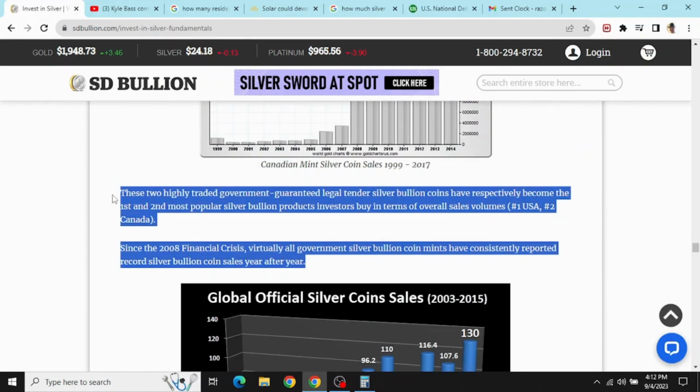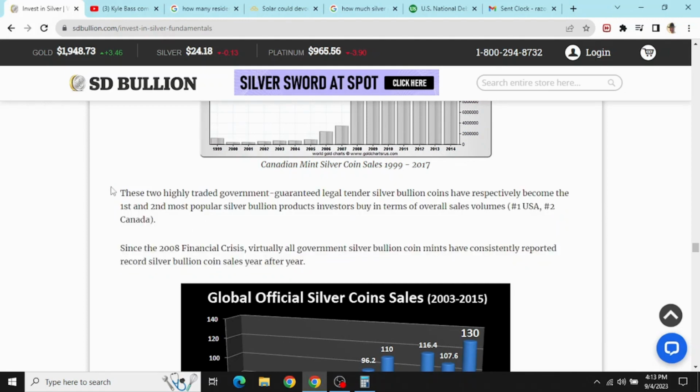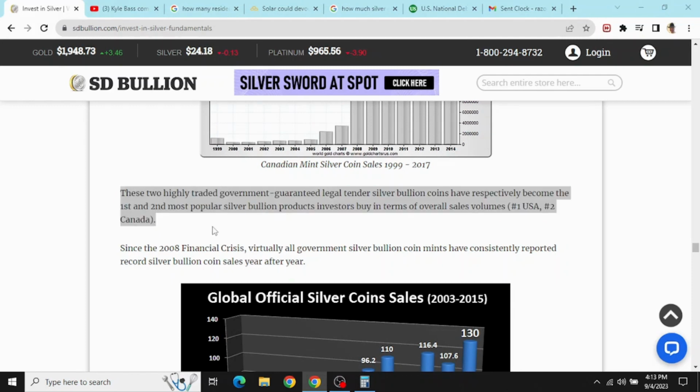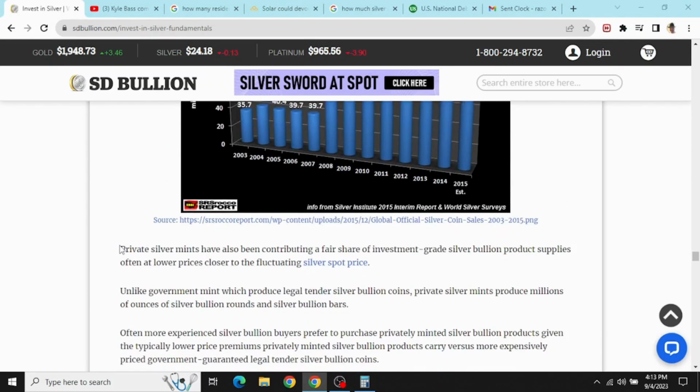And if we keep reading down here, these two highly traded government guaranteed legal tender silver bullion coins have respectively become the first and second most popular silver bullion products investors buy in terms of overall sale volumes. Number 1 is USA and number 2 Canada. And I'll be honest with you, I have more Canadian Maples than I do the ASEs because of the premiums. That's the only reason. Once the premiums start becoming a little bit more normalized, I will probably start stacking a lot more ASEs because of the recognizability of the coin.